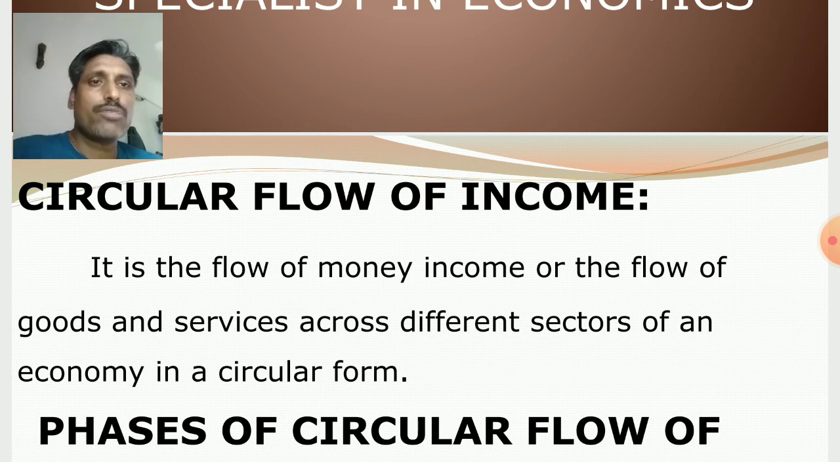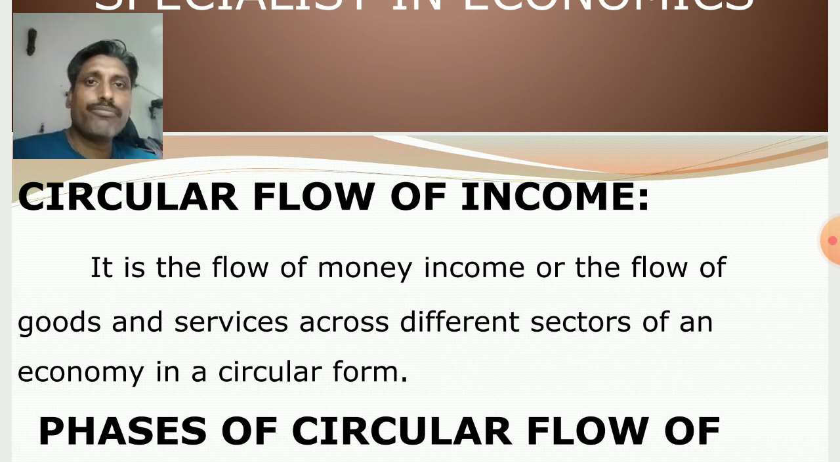So, how to define circular flow of income? It is the flow of money income or the flow of goods and services across different sectors of an economy in a circular form. Different sectors means, as I have already said, only two sectors: household sector and farm sector. It is the flow of money income between farm sector and household sector in a circular form.